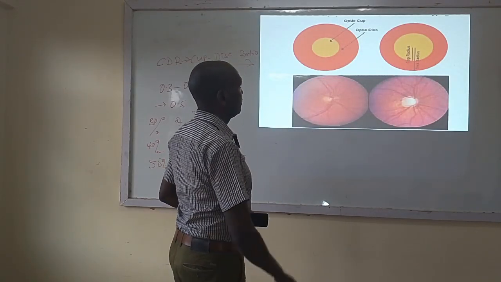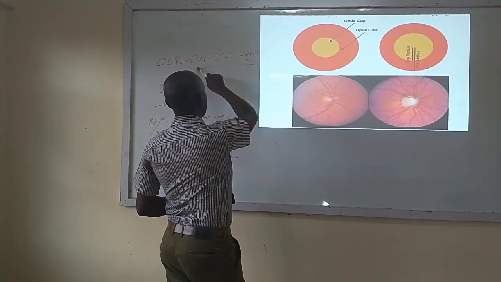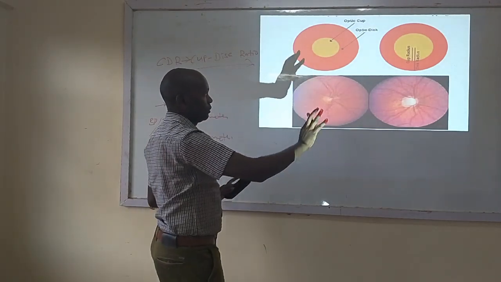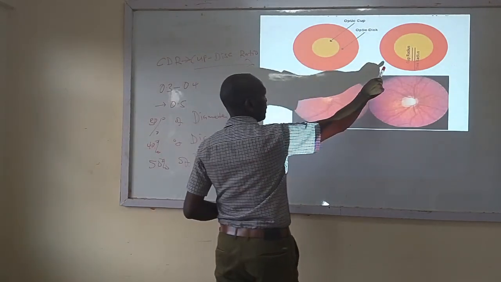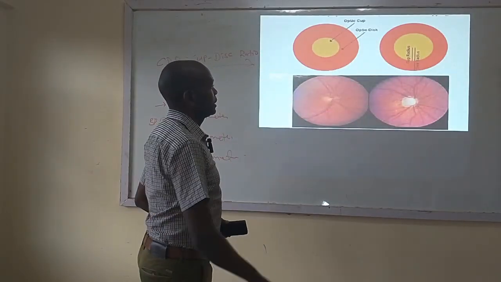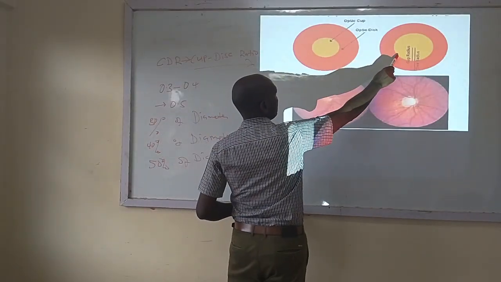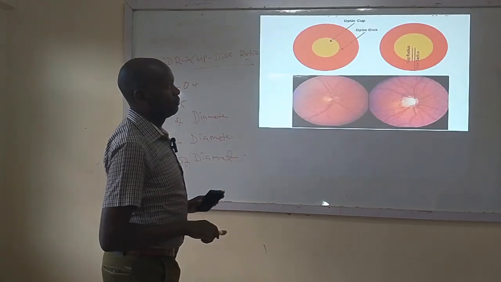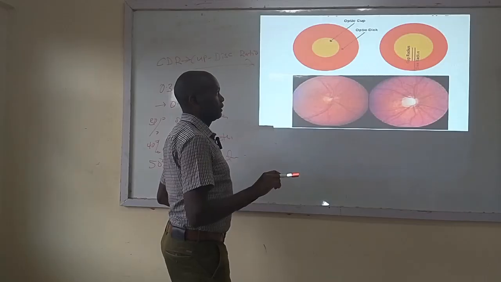Okay, meaning the CDR ratio here, the cup disc ratio here, is normal. But when it comes to the cup disc ratio here, it is increased. This simply means there is increased pressure that is compressing our optic nerve.